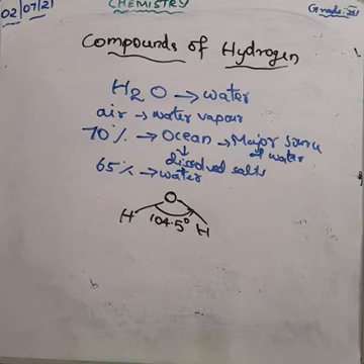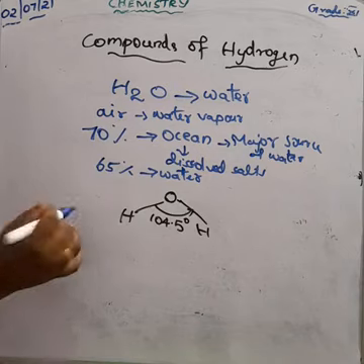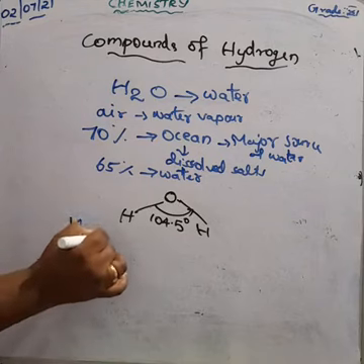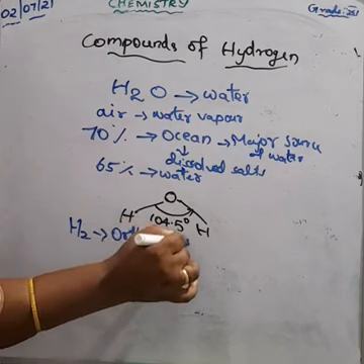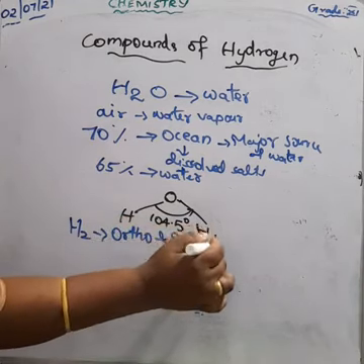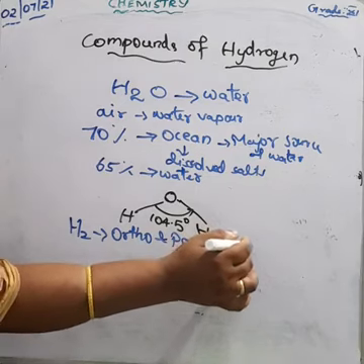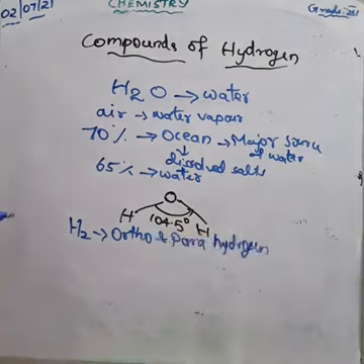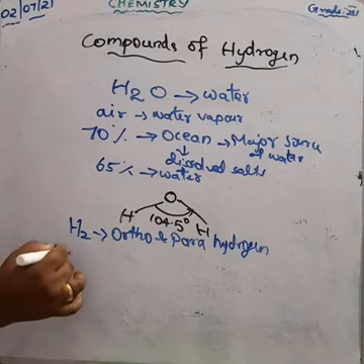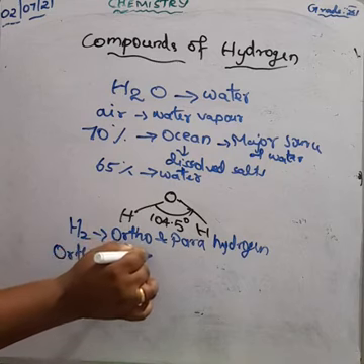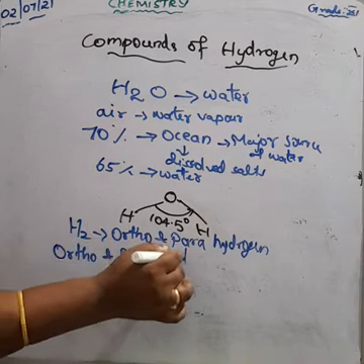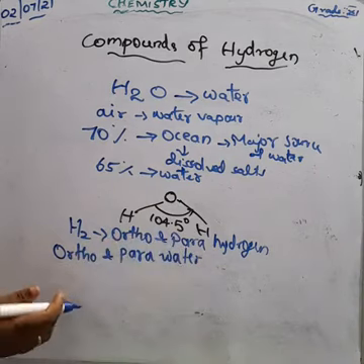We studied that hydrogen has two isomeric forms, orthohydrogen and parahydrogen, in our previous classes. Like that, water can also form two isomeric forms, that is ortho water and para water. The ortho to para ratio depends upon the hydrogen. We know about that.